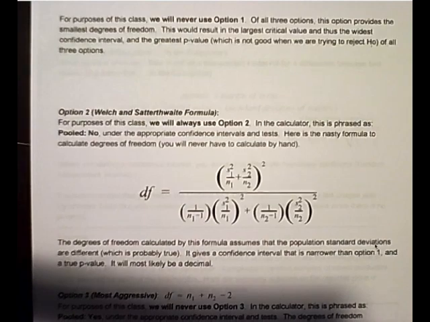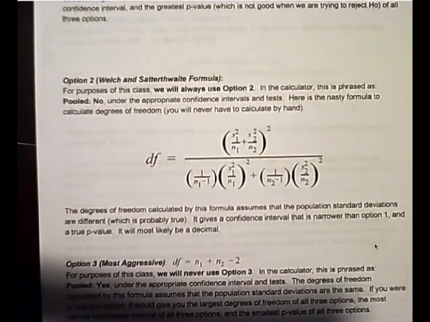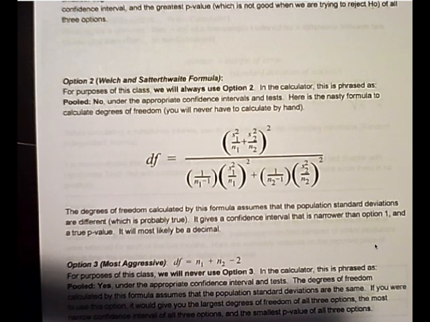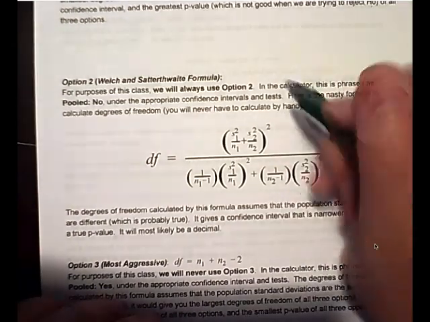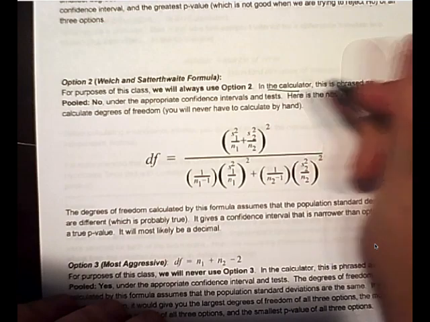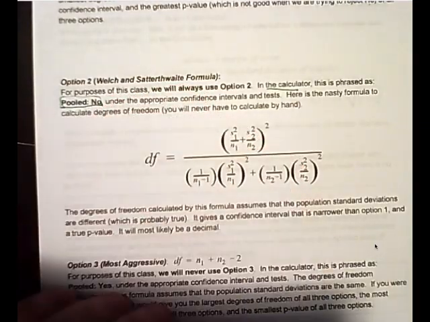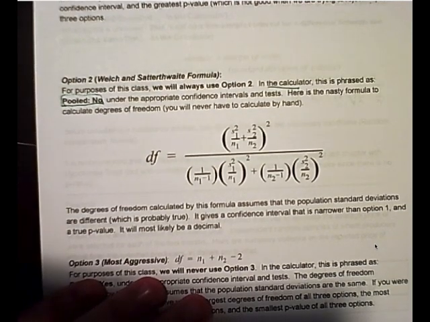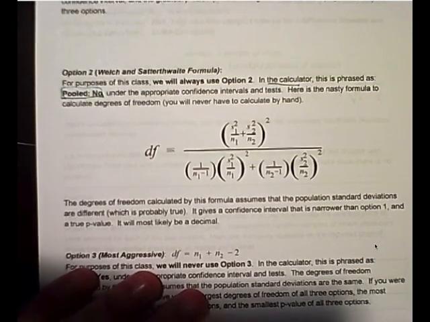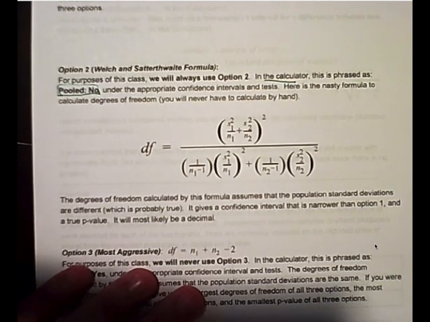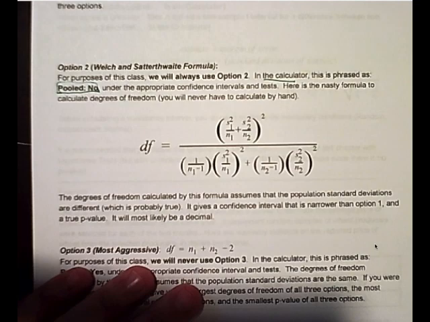Now, option 2, to find degrees of freedom, is called the Welch and Satterthwaite formula. For the purposes of this class, we will always use option 2. In the calculator, this is phrased as pooled no. Just remember when you use your calculator to do these, it's pooled no under the appropriate confidence intervals and tests. And here's the nasty formula to calculate degrees of freedom. We're not going to calculate this by hand.